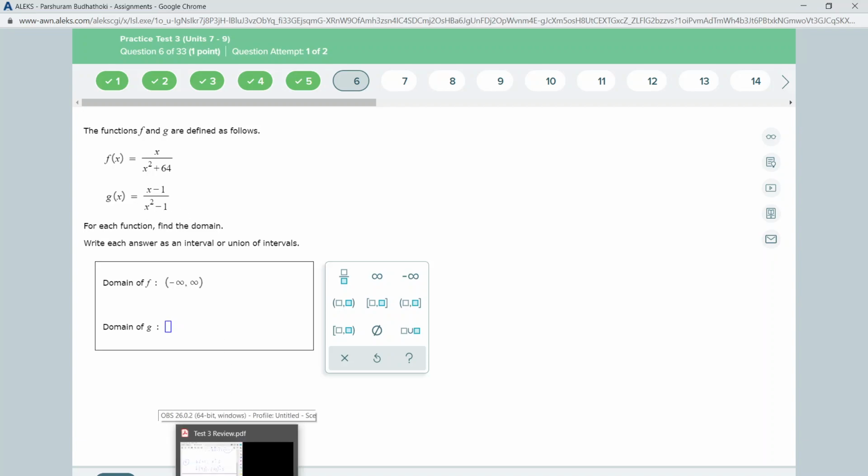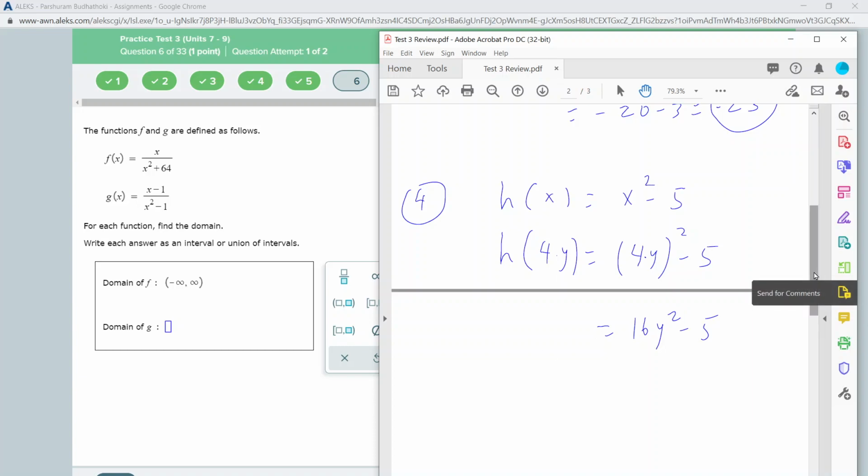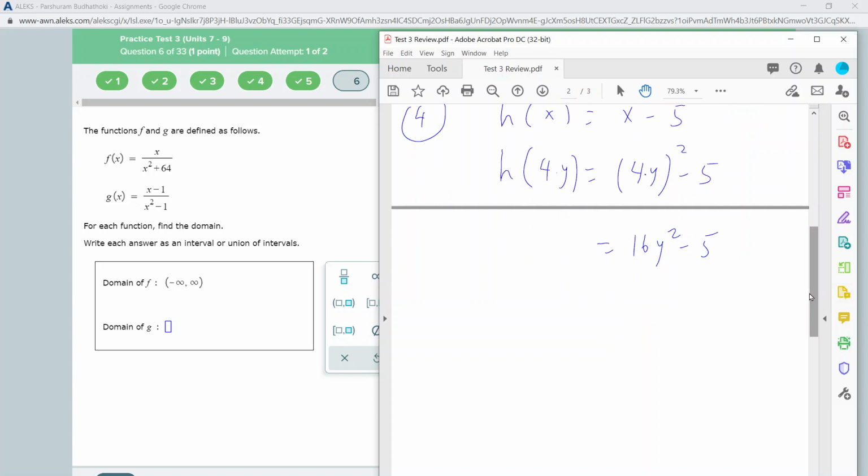So let me show you how to do that. Number 6. For the first function, we equate x squared plus 64 equals 0 and solve it, but there is no solution. So there is no restriction. So the domain is all the real numbers.